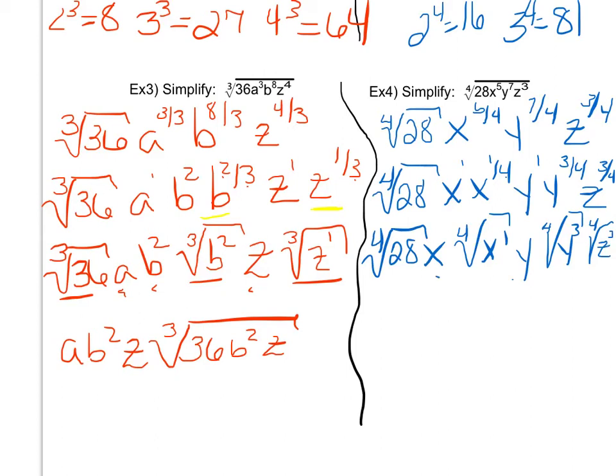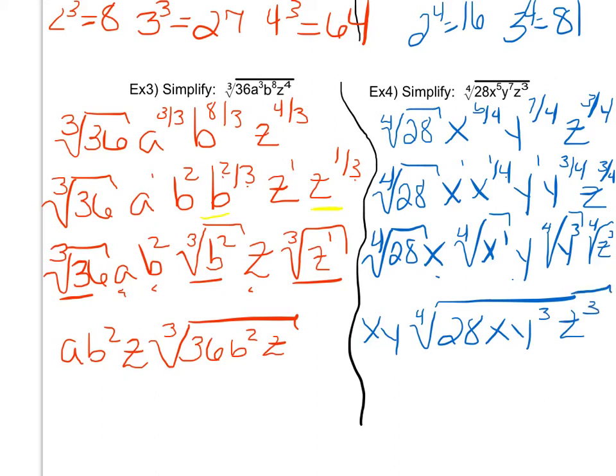Pulling anything that doesn't have a radical out to the front, I get x, I get y. Putting anything under a root back, all under the same root, I get 28 under the fourth root, x to the 1, which is just x, y cubed, and z cubed as my final answer.